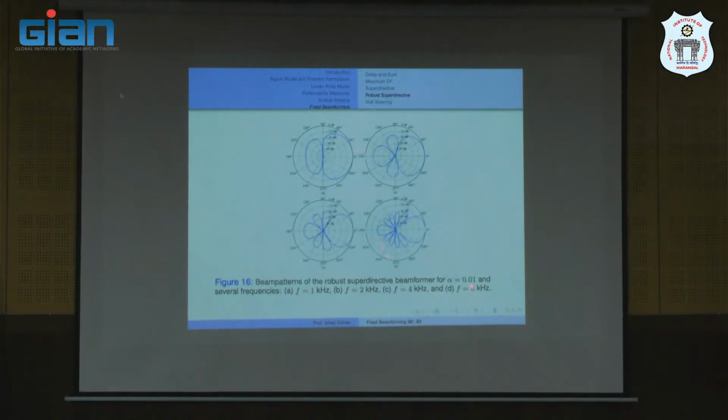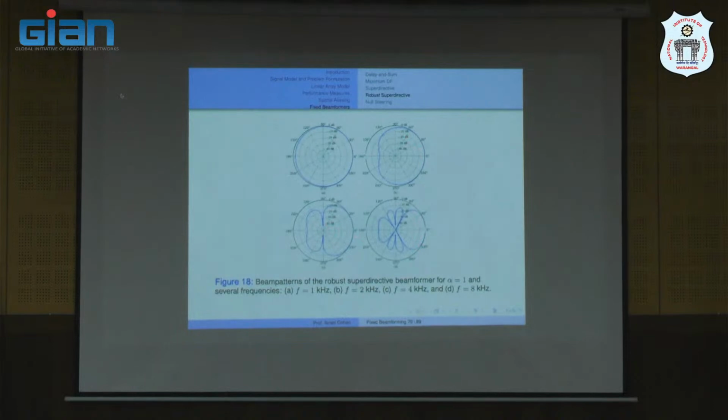Okay, so for each frequency, when we increase alpha, we will see that the main beam becomes wider. Now you understand the relation between alpha and the width of the main beam. You see here now, alpha is 0.1 instead of 0.01, so we increased it by a factor of 10. If we compare the main beam, it becomes wider. If we further increase alpha to 1, it's even wider.